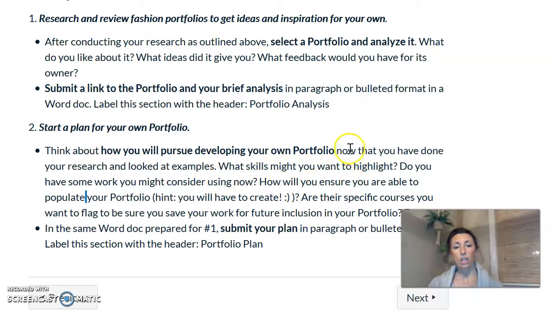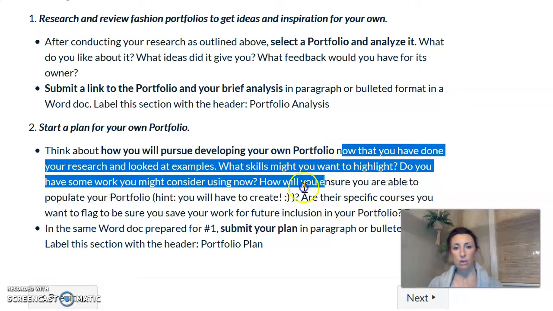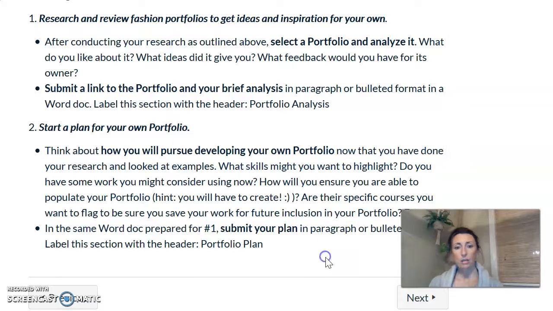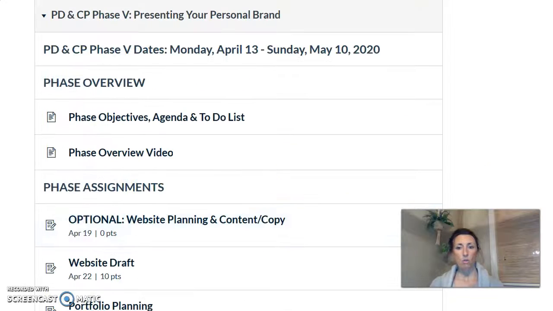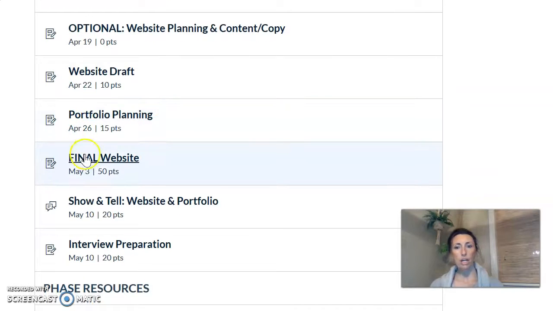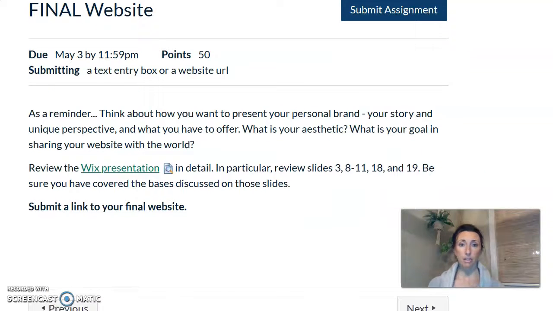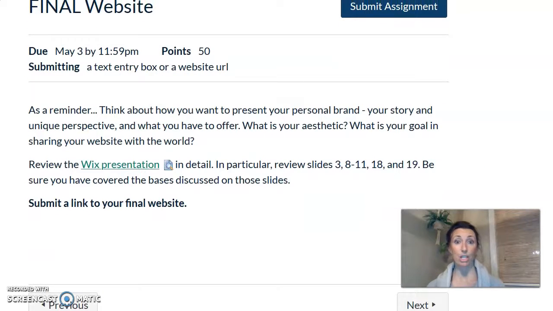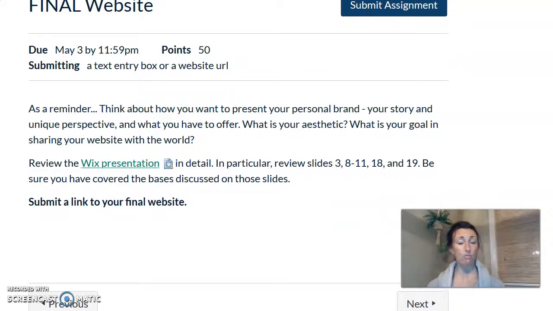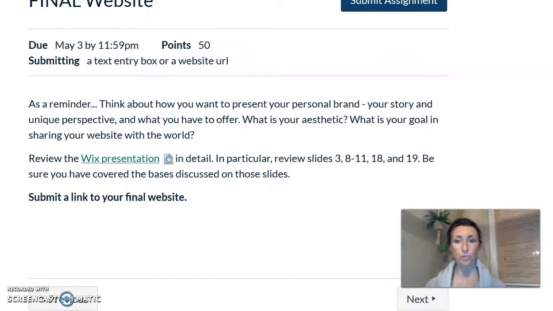So you'll think about answering some of these questions right in here, and you'll submit both of those in the same document as a Word doc there. So then it will be time to wrap up your website. This is pretty straightforward. You are submitting a link to your published website that you would consider to be final draft, ready to go, ready to share with the world.